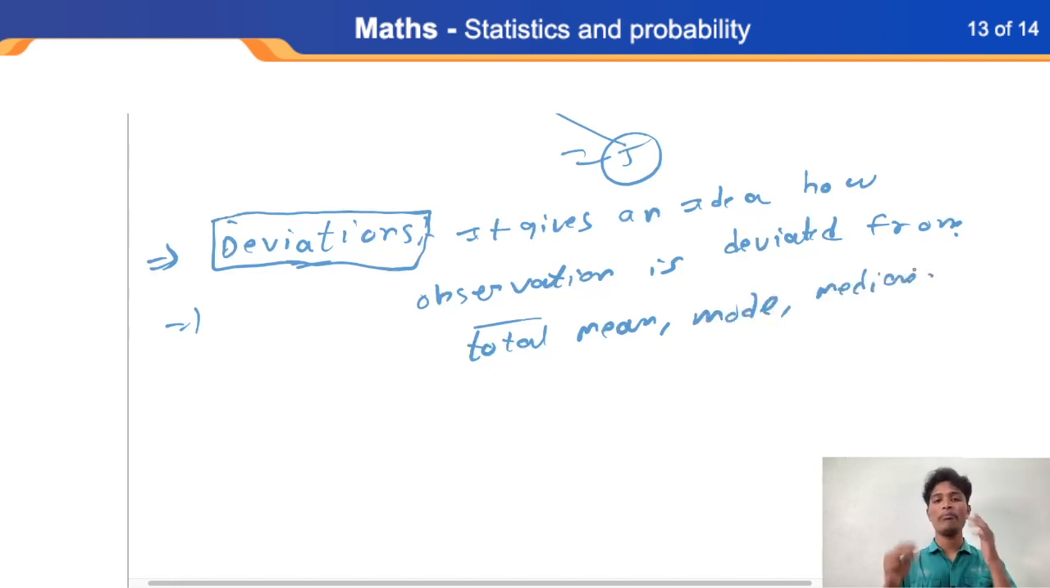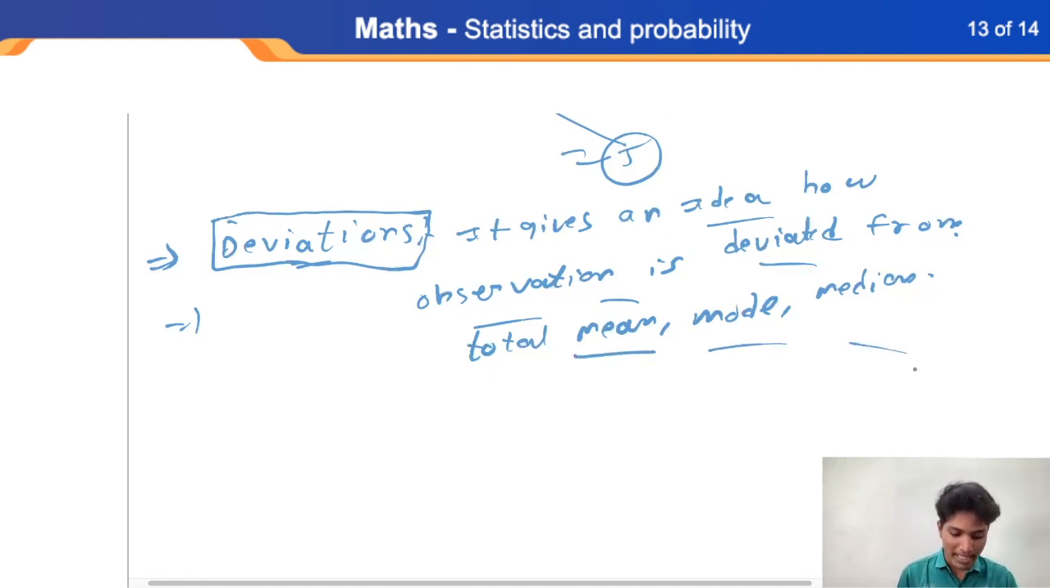The deviation is nothing but it gives an idea. Why are you calculating the deviation? Because the actual mean is something and we got another thing. So how much is it deviated? It gives an idea how much each observation is deviated from the total mean, mode and median. That thing is called deviations, and we can calculate the deviations by subtracting the respective mean, median or mode from every observation.